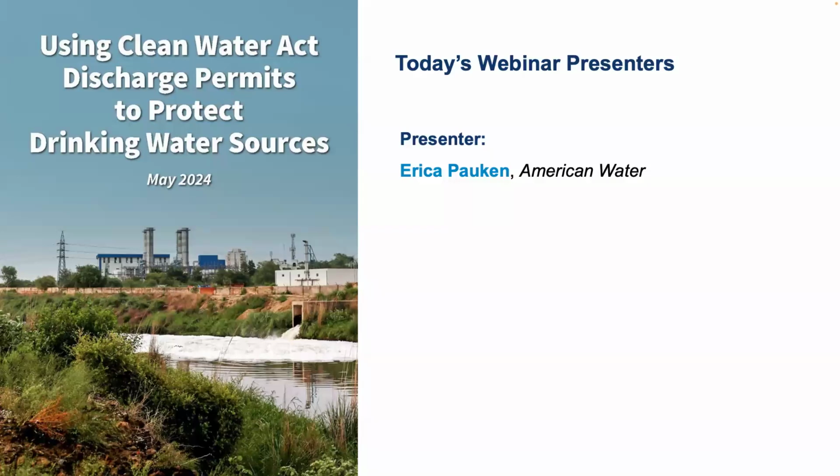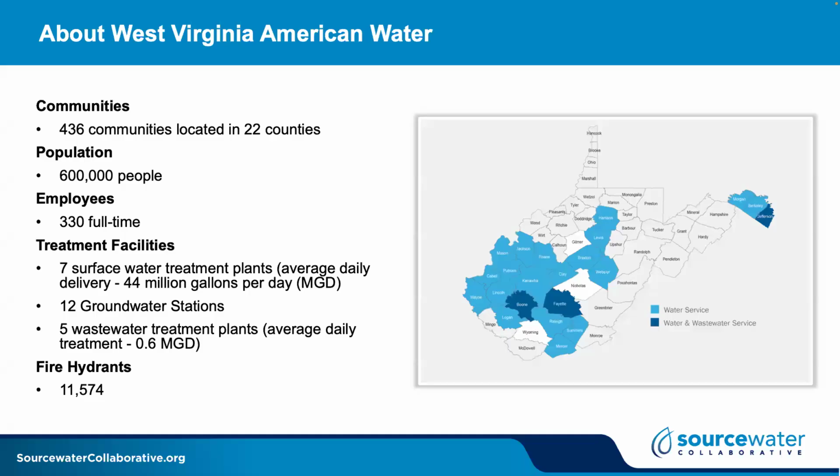My name is Erica Pocken. I'm the current Director of Source Water Protection for American Water across our national footprint, but today I'm representing and speaking on behalf of West Virginia American Water. On the first slide, I will just jump right into the information about our system and the setting in which we operate. West Virginia American Water is a regulated public water utility. We have operated in West Virginia since 1886. We serve over 500,000 people across the entire state, in 22 counties, which represents about a third of the total population in West Virginia.